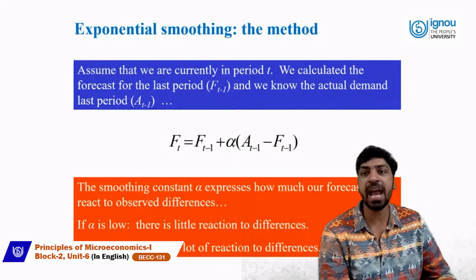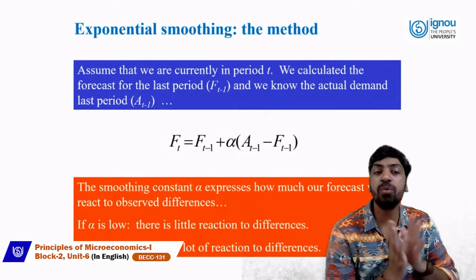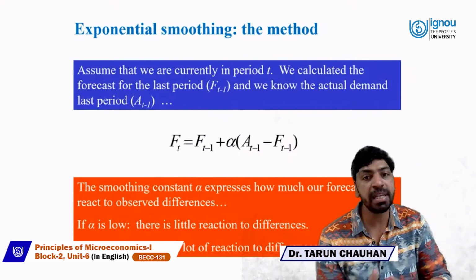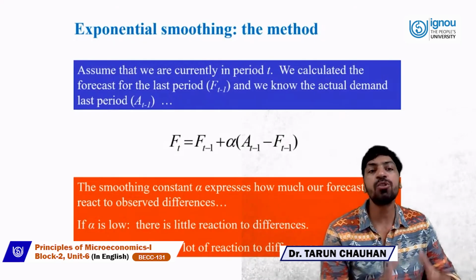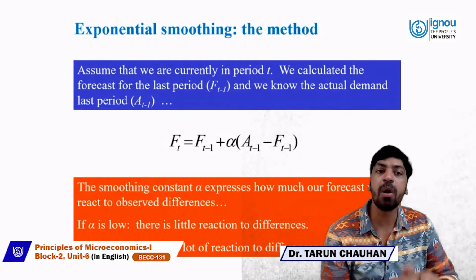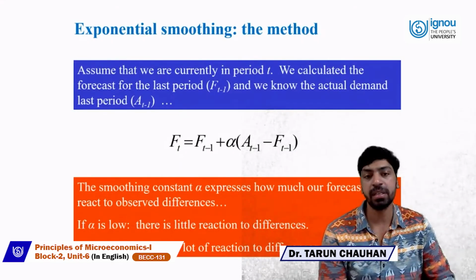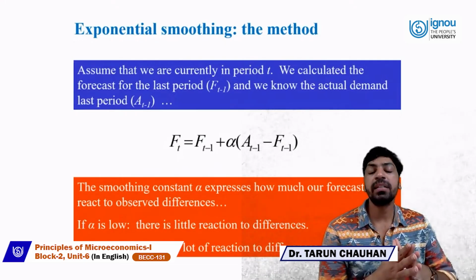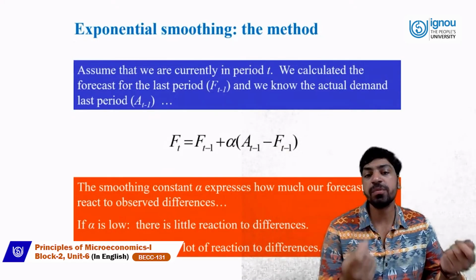Here t stands for time period, and the learners and researchers need to calculate the forecast for the last period, which denotes symbolically F(t-1), and of course the actual demand of the last period, which stands symbolically for A(t-1), will be given. This method is called the exponential smoothing method.